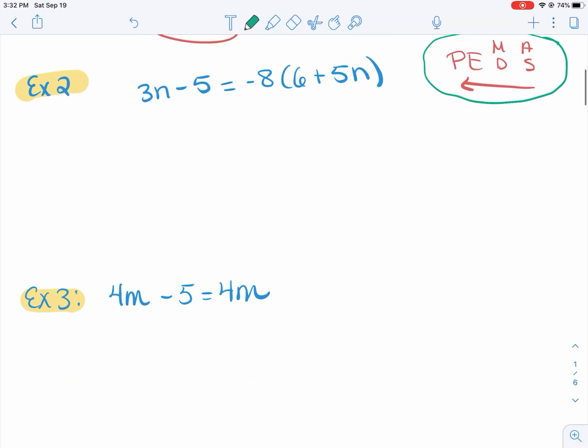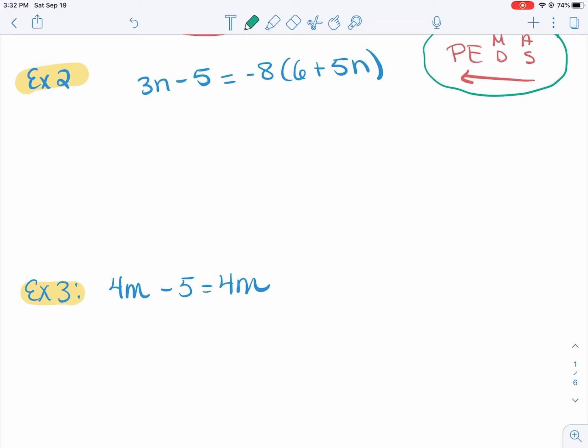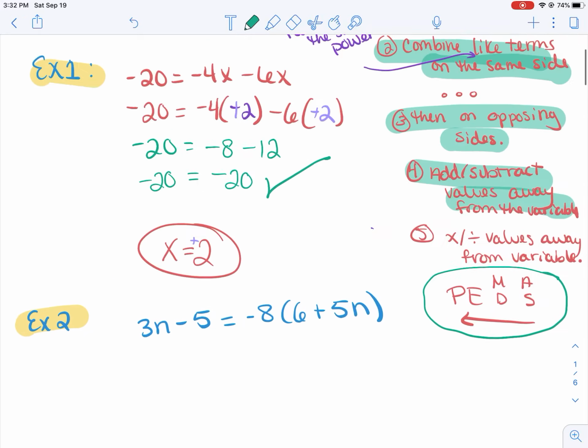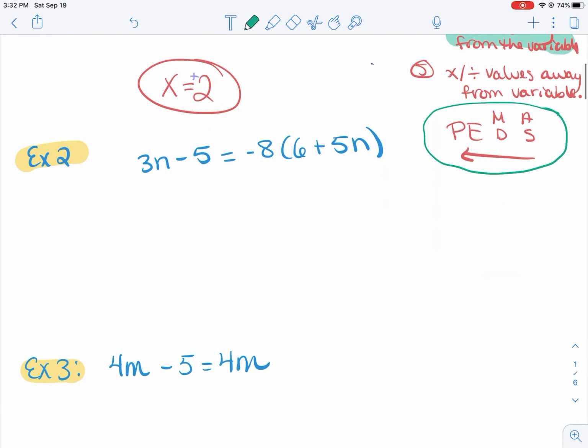So here, let's try solving example 2. Again, walking through those steps for us. The first thing we're going to do is distribute, right? Number 1, distribute. So I'm going to take negative 8 that's in front of the parentheses, and that needs to get distributed to both terms inside of the parentheses, and the negative as well. So negative 8 times 6 is negative 48. Negative 8 times 5 is negative 40. And n is going to hang on there because there was only one n here.